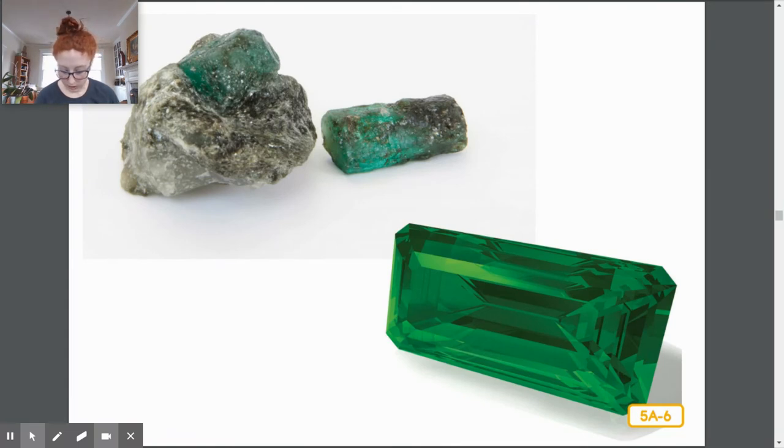Here is another beauty. This is called emerald. Emerald is a variety of the mineral beryl, which also comes in many different colors, including green, blue, yellow, and red. Deep green emerald is my favorite. Where's the gemstone? Which one's the gemstone? The gemstone is this one, right?